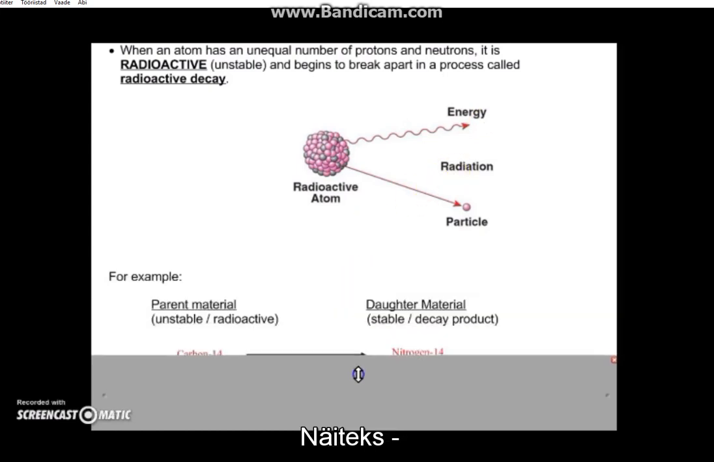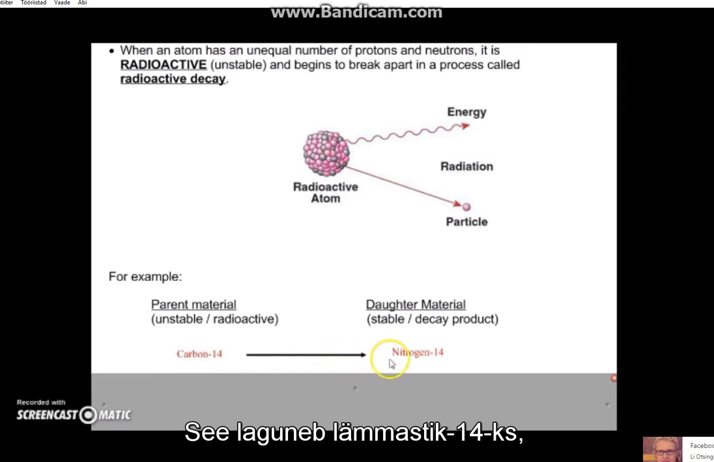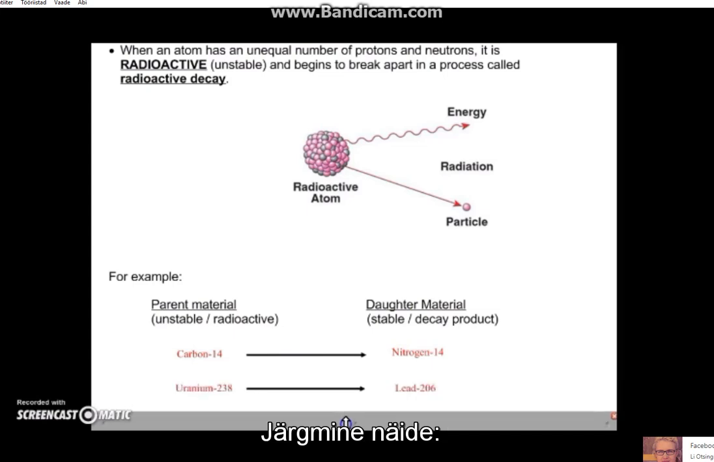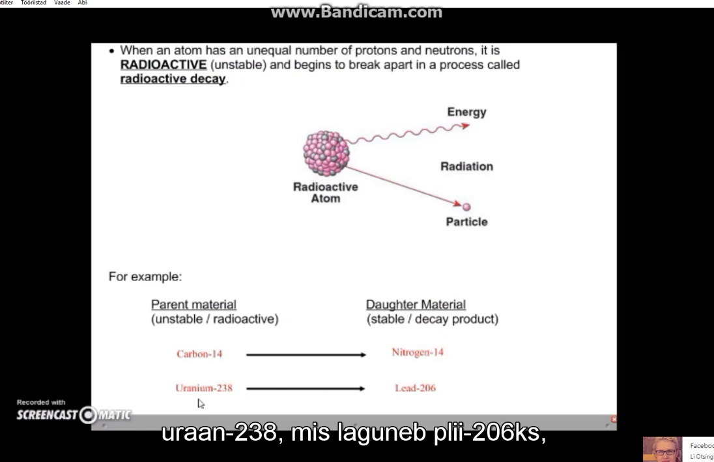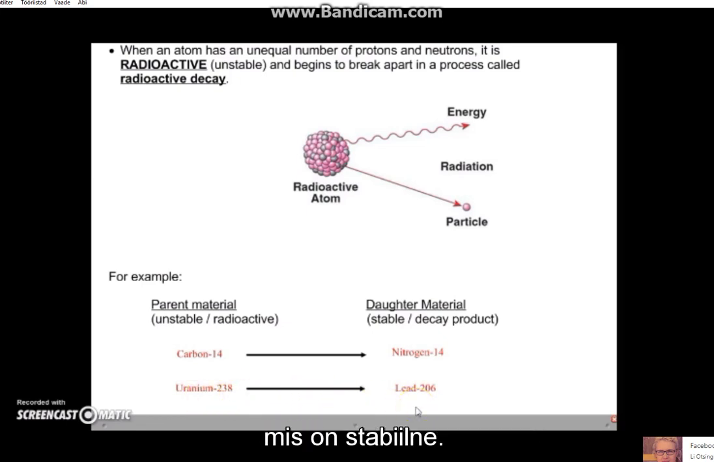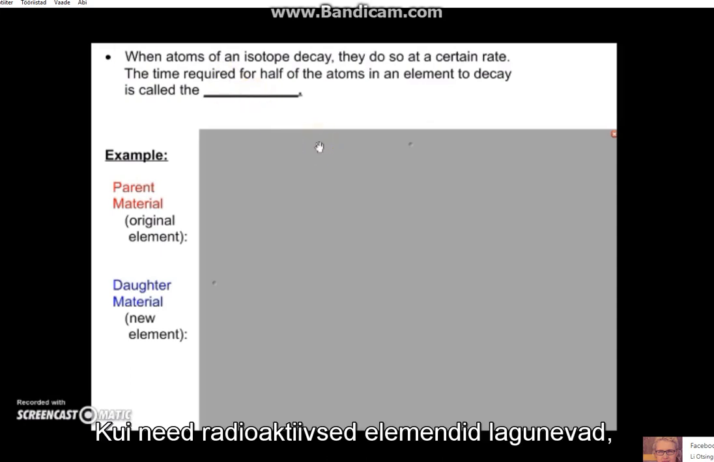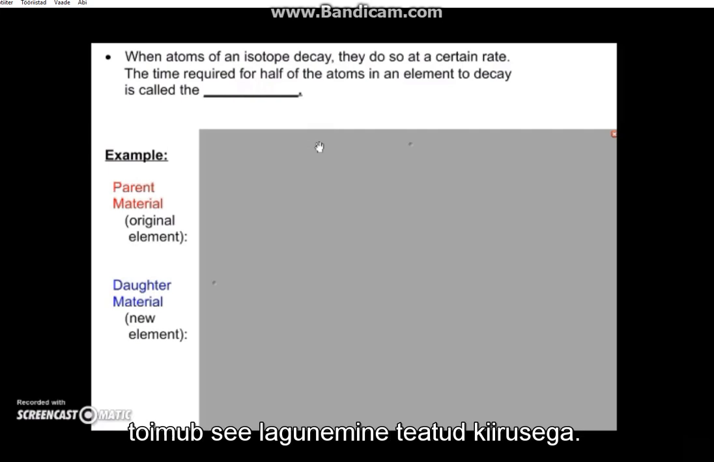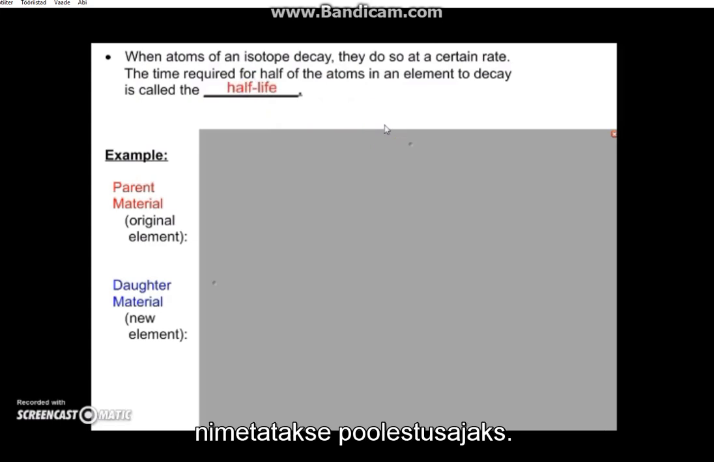For example, carbon-14. Carbon-14 is unstable, or radioactive. It will decay into nitrogen-14, which is stable. Another example, there is a radioactive element called uranium-238. It decays into lead-206, which is stable. When these radioactive elements decay, the decay happens at a certain rate, a certain speed. The time that it takes for half of the atoms to decay is called the half-life.